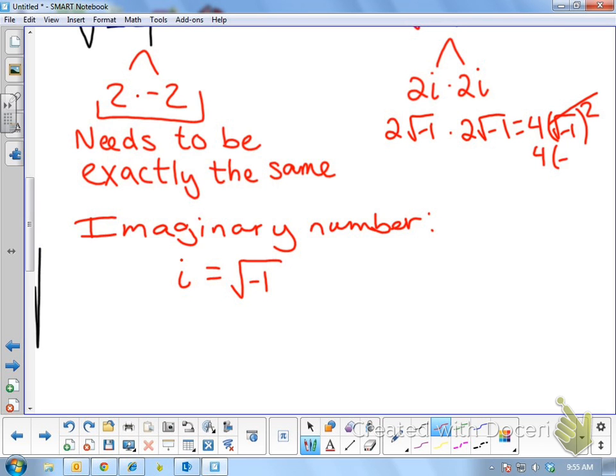So we have 4 times negative 1, which is negative 4. So did that give us the number under the square root? Yes, it did. So that's why they defined it that way, because it fit the definition of the square root.